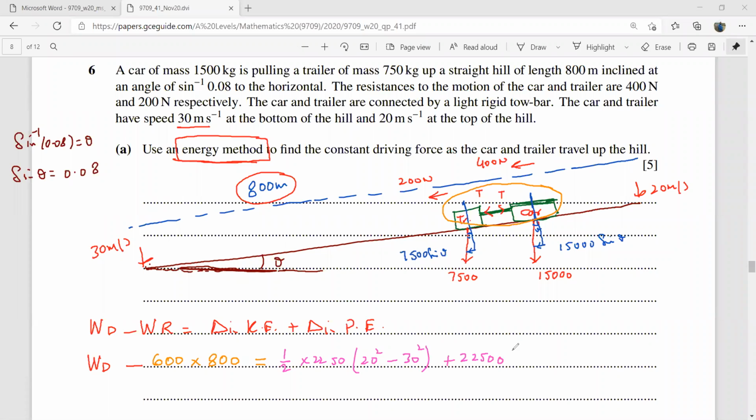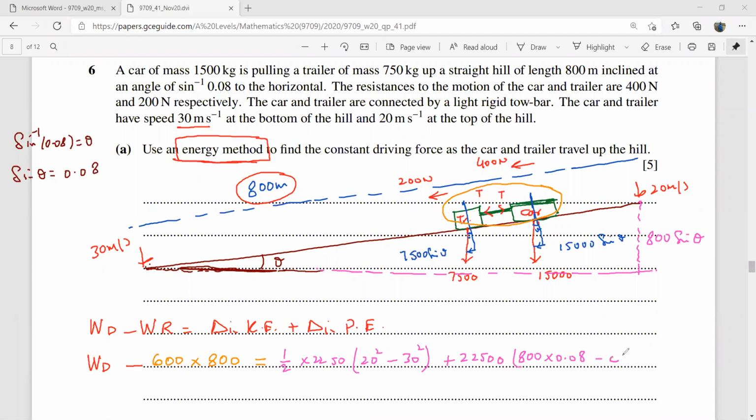Now the final height is going to be, let me extend this up to here. This is the final height gain. Can I say this is going to be 800 sine theta? And this is going to be 800 into 0.08, and the initial height is 0.